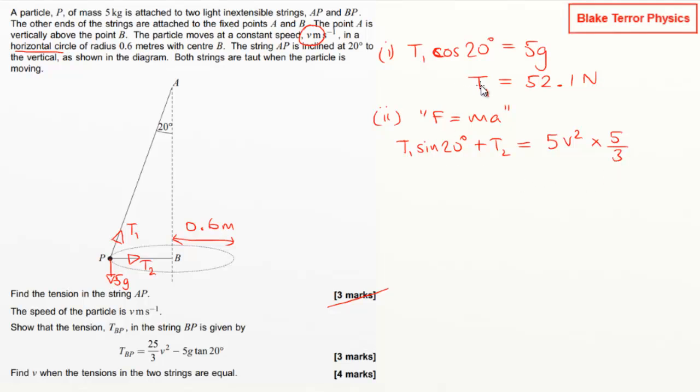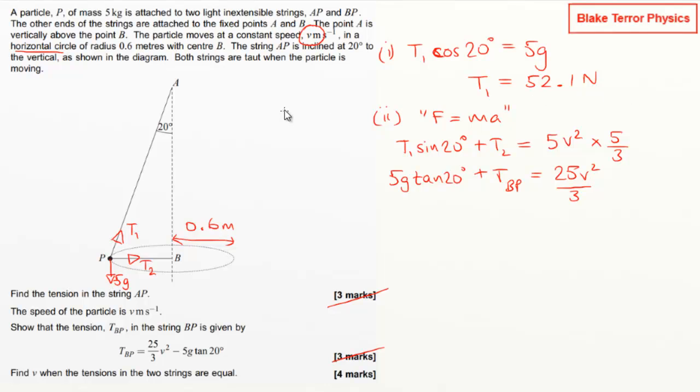Okay, well, we know what T1 is. That is 5g divided by cos 20. So we've got 5g tan 20 degrees. I'm going to change this T2 to what they've called it, TBP, just to make sure we're using the same labels for all of these things. And then 5v squared times 5 over 3. So that's 25v squared over 3, which is already looking pleasingly like what we've got here. So yeah, all I've got to do is take 5g tan 20 degrees off of both sides, and then we've shown that. So that was straightforward.